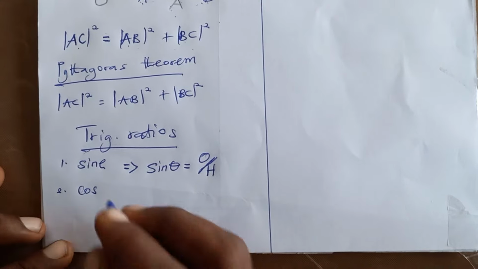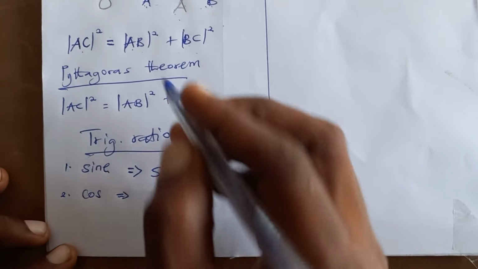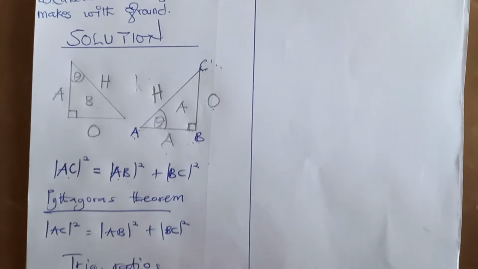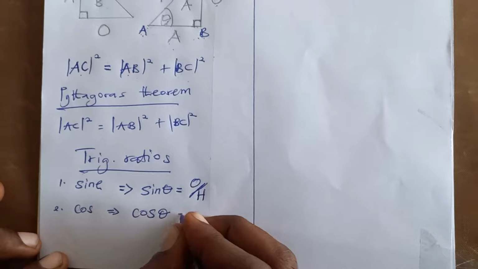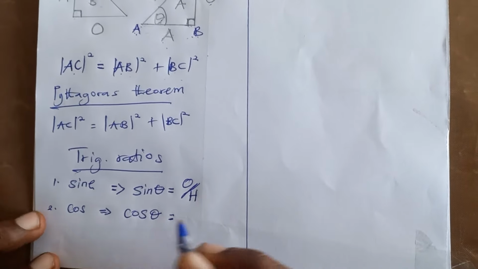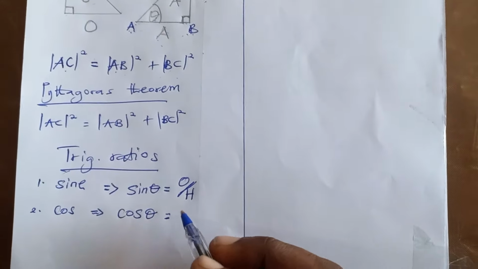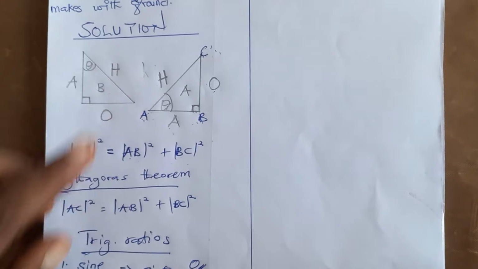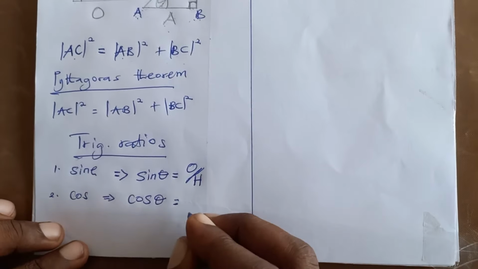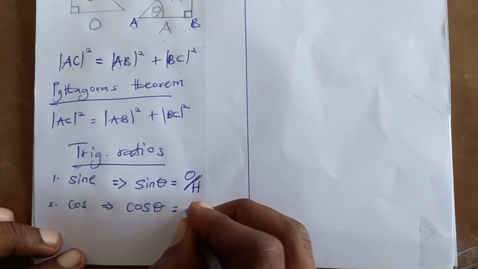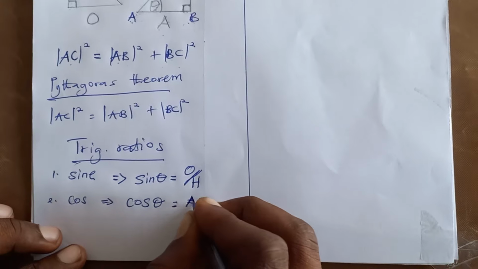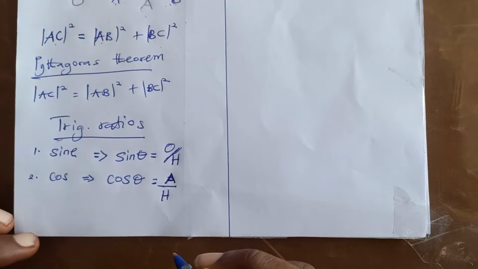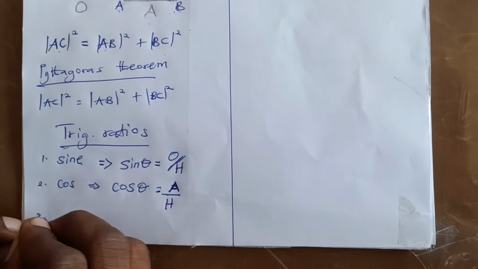Then the second one, we talk of cos. So the cos, with this angle here, the theta, we say that cos theta. For this, we use two sides, which are the adjacent and the hypotenuse. So we say that cos theta is equal to adjacent over hypotenuse.